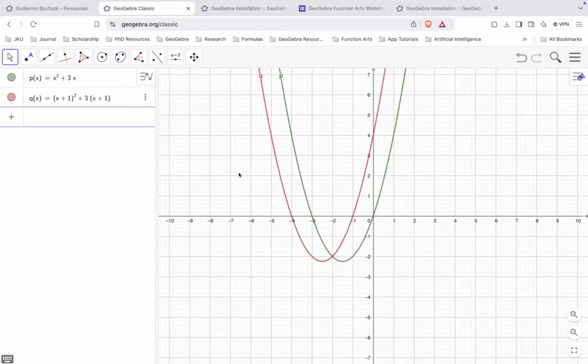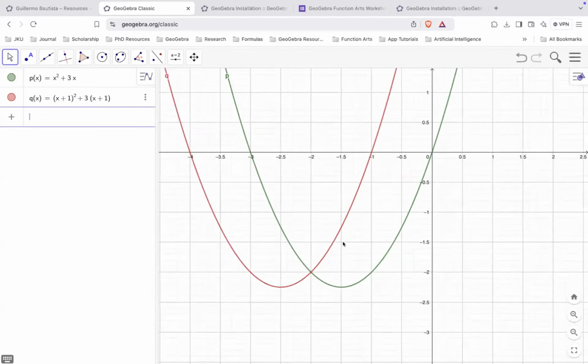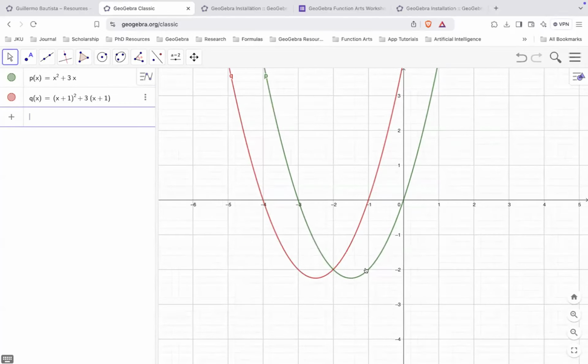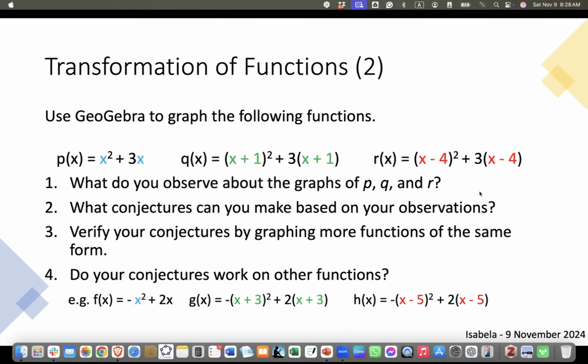Okay, so this is what Vincent earlier told us, no? It shifts by 1 unit to the left. So you will see that it's 1 unit because here, for example, at 0, 0, it became negative 1, 0. I don't know if you can see it. And for example, this point here, this is negative 1, negative 2. It became negative 2, negative 2. So the shift is from right to left. There are comments. What about the others?